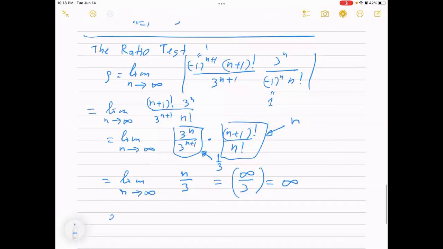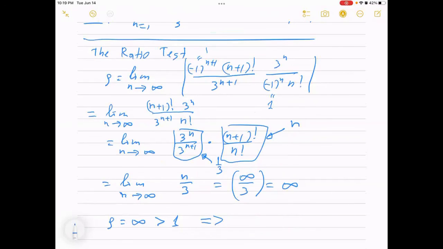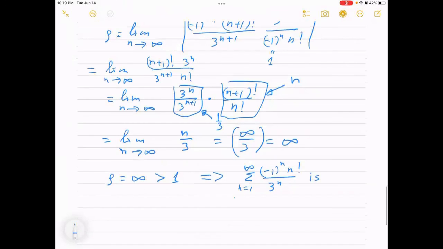So we got rho equals infinity. Infinity is definitely bigger than 1. So we conclude that the original series, the sum of (-1)^n n factorial divided by 3^n from 1 to infinity, is divergent by the ratio test.